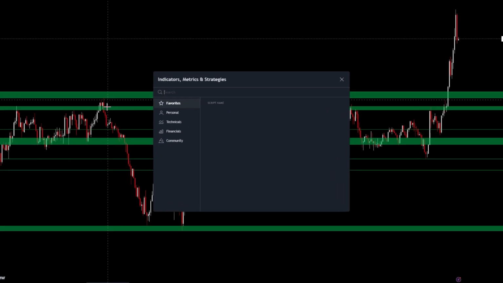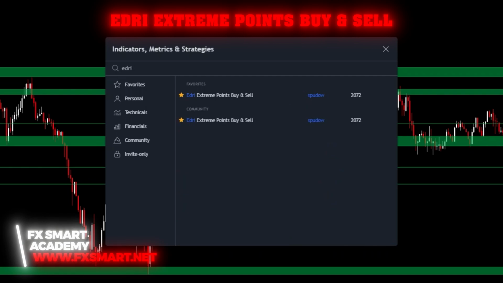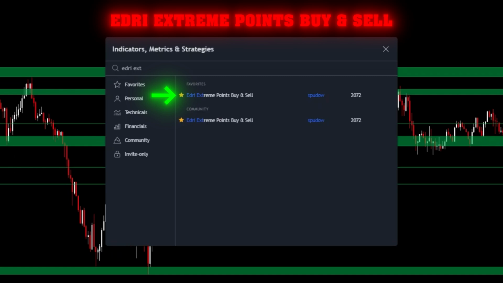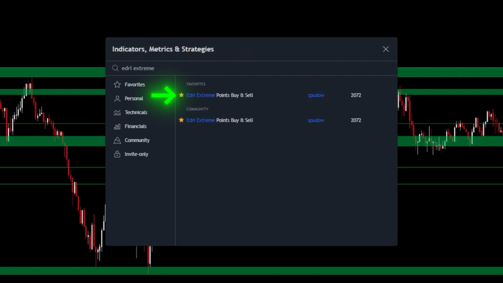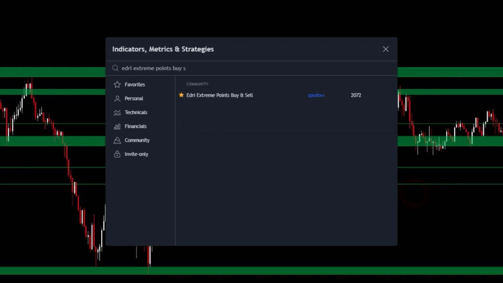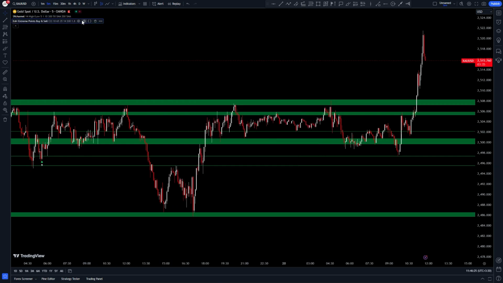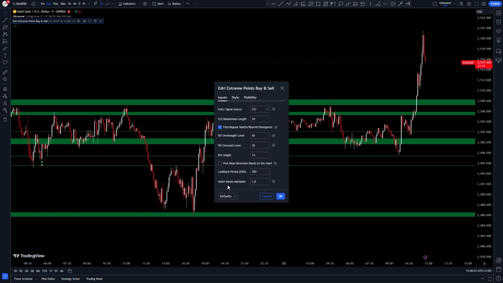Now go back to the Indicators tab, search for EDRI Extreme Points Buy Sell and add it to the chart. If you don't see the indicator on the chart after adding it, don't worry. Go to the Indicators settings, and from the Inputs tab, you can access the adjustments. I want to change the CCI momentum length to 3 and the RSI length to 9. These settings work well on most time frames.